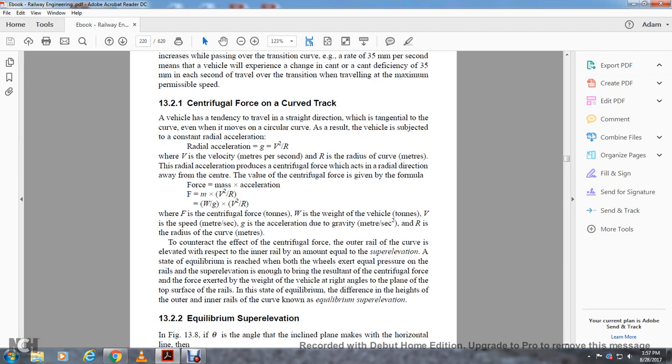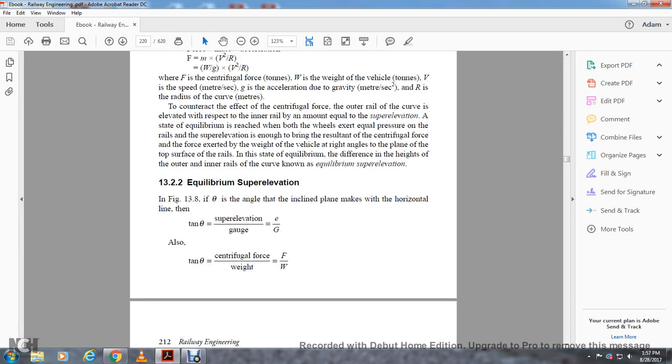To counteract the effect of the centrifugal force, the outer rail of the curve is elevated with respect to the inner rail by an amount equal to the superelevation. Equilibrium is reached when both wheels exert equal pressure on the rails. Superelevation is enough to bring the resultant of the centrifugal force and the weight of the vehicle at an angle with the plane of the top surface of the rail in a state of equilibrium. The difference in height between the outer and inner rail of the curve is known as equilibrium superelevation.